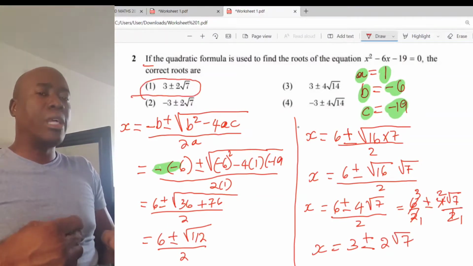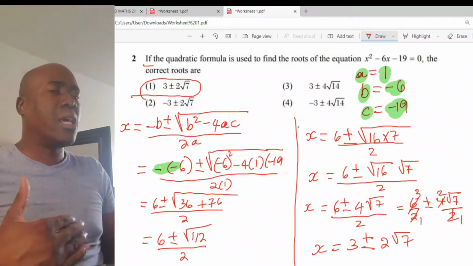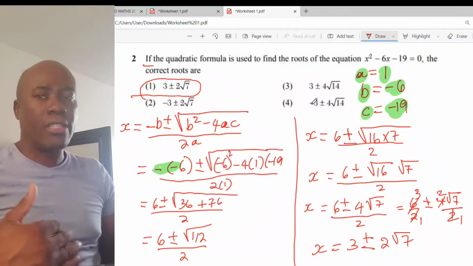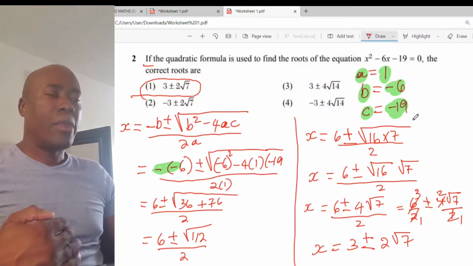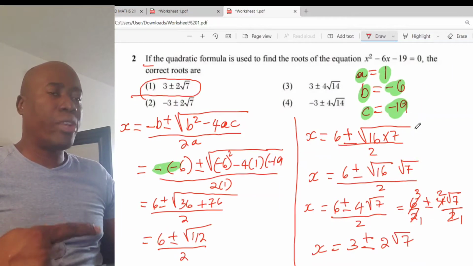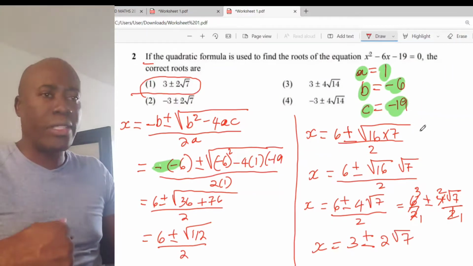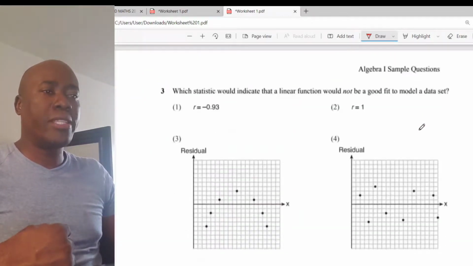All right, so there it is. We were able to come up with that in radicals or surds, as you could say. All right, so number 1 would have been the appropriate answer there by utilizing the quadratic formula. All right, let's go to question 3.